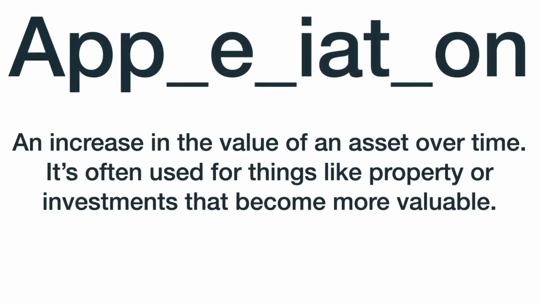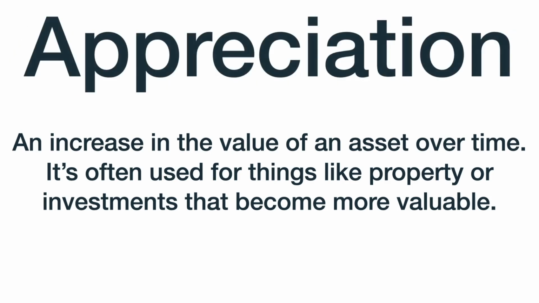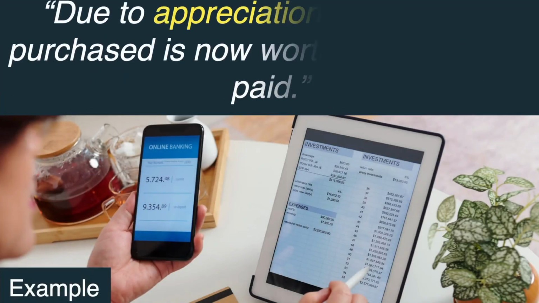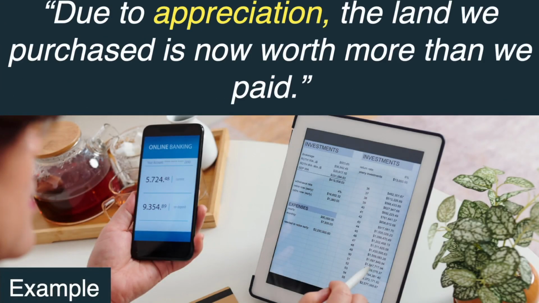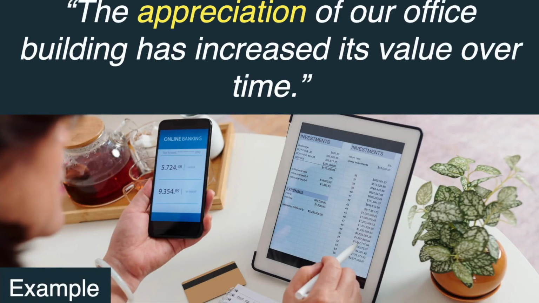Our next word means an increase in the value of an asset over time. It's often used for things like property or investments that become more valuable. Have you guessed the word? It's appreciation. Due to appreciation, the land we purchased is now worth more than we paid. The appreciation of our office building has increased its value over time.